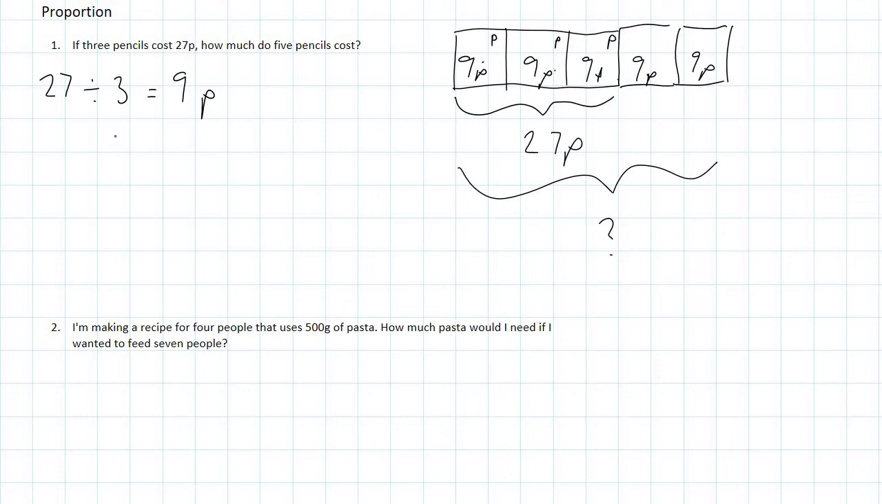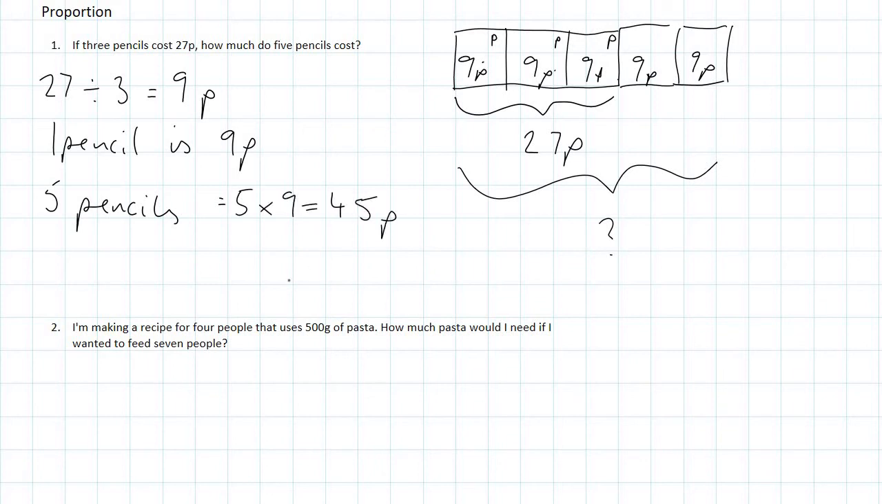And then, so 1 pencil is 9p. So it's like I'm scaling it down. And then I'm going to work out what 5 pencils cost. Well, if I've got 5 lots of 9, 5 times 9 is 45p. And that's basically it. Okay, let's have a look at something a little bit more tricky.